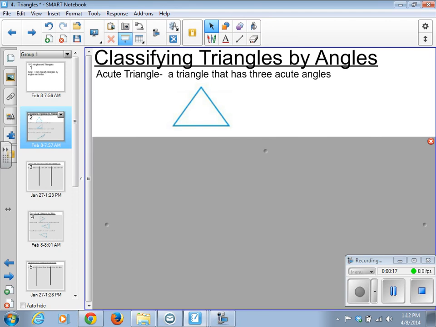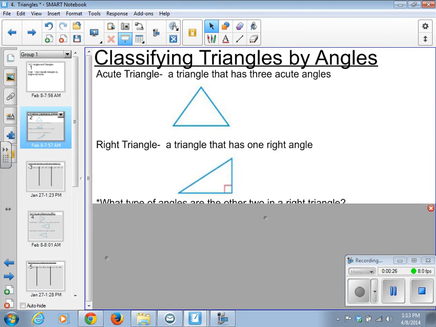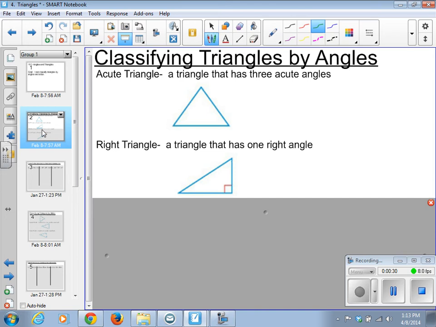We have an acute triangle. This is a triangle that has three acute angles. This should hopefully be very clear to you when you see the given triangle. We have a right triangle, a triangle that has one right angle. Look for that little symbol in the corner to know it's a right angle and thus a right triangle.